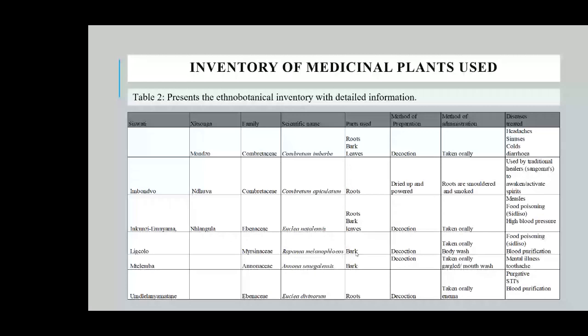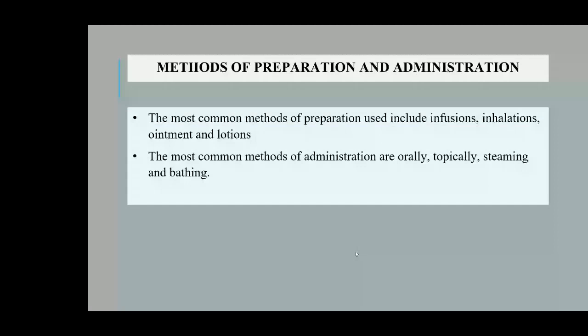The most common methods of preparation used by the traditional healers interviewed included infusions, inhalations, ointments, and lotions. The most common methods of administration are orally, topically, steaming, and bathing. According to traditional healers, preparation and administration methods are dependent on the ailments being treated. For instance, Capparis tomentosa roots are boiled to make a decoction or infusion for the treatment of sexually transmitted infections, ulcers, and labor pains. Vepris reflexa roots are prepared by steaming for the treatment of flu or fever-related COVID-19 symptoms.